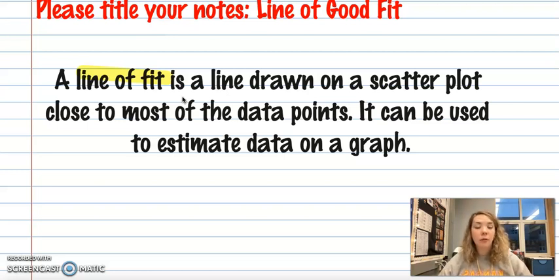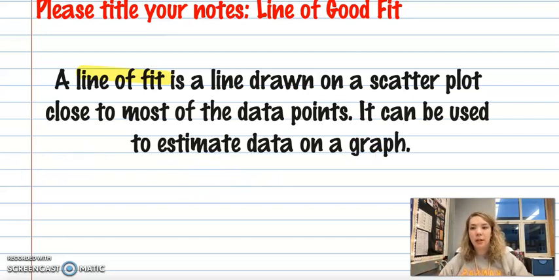So a line of fit in general, good or best, is a line drawn on a scatter plot close to most of the data points. So we're trying to use that line to model what's happening. So our points are kind of all over the place, and we want to use a line to model the data, but it's not going to fit every point perfectly. But it will help us make predictions with what's already happening and what we can see happening. And so right here, it can be used to estimate data on a graph. That's its purpose. The reason we want to draw a line of good fit or line of best fit, so that we can then take that equation and take the data we've gathered to make predictions about the future.